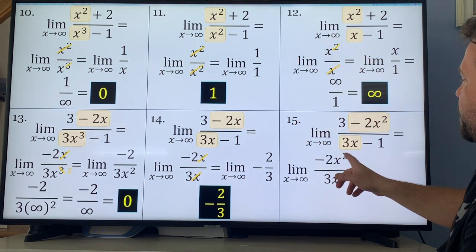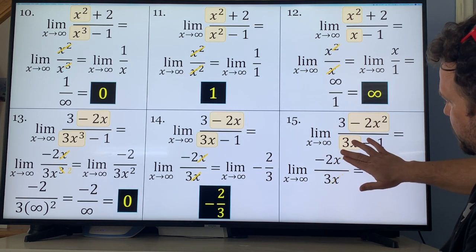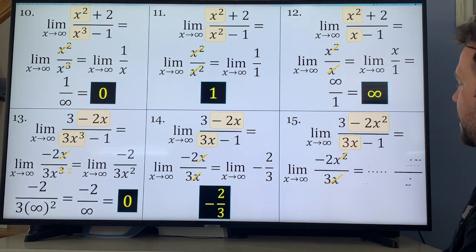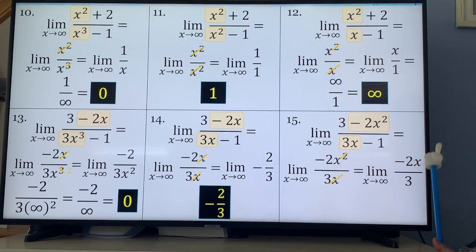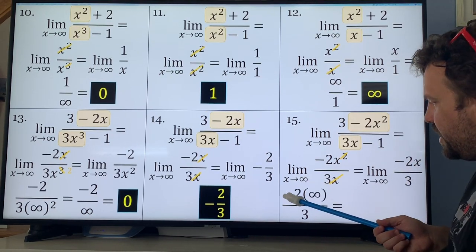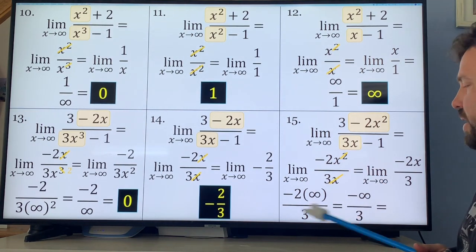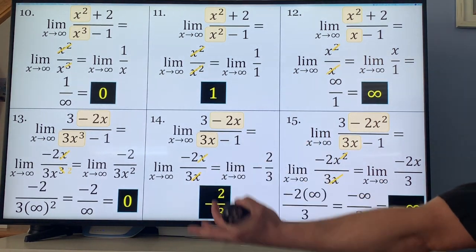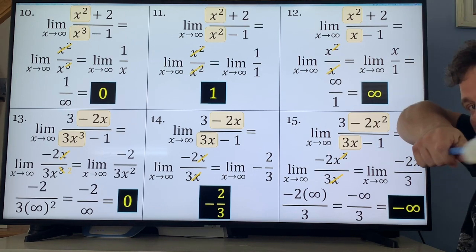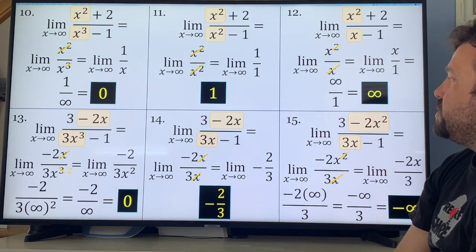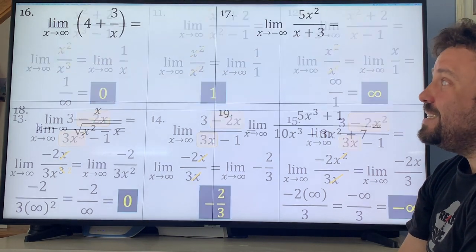So when you do this one, take out one of these two. Take out the whole one down there. All right. Negative 2x over 3. Put the infinity on top. Now look at negative 2 times infinity. Negative infinity. All right. Over 3 is indeed negative infinity. We all good? Awesome. Let us move on to problem number 16.